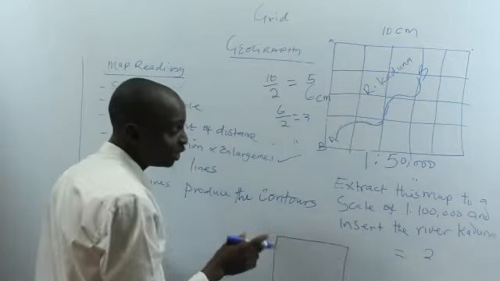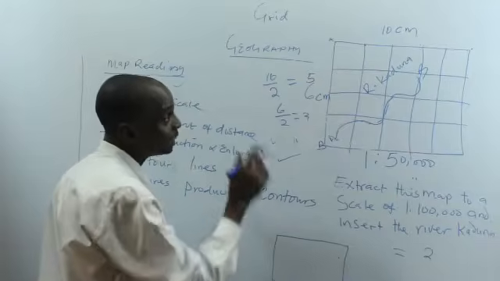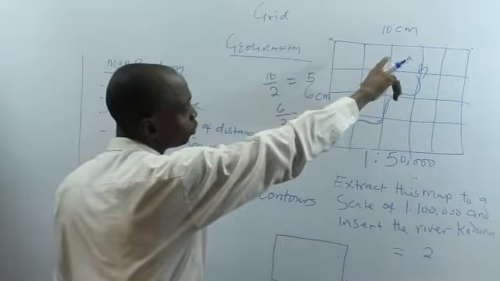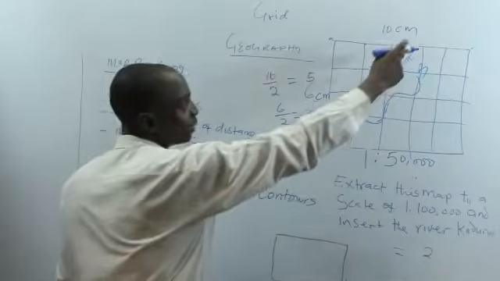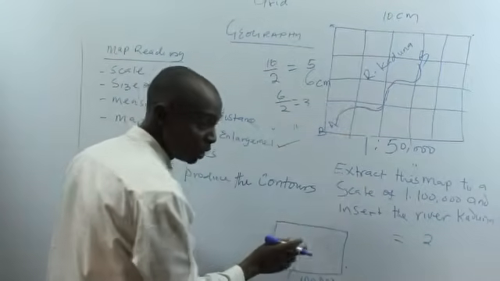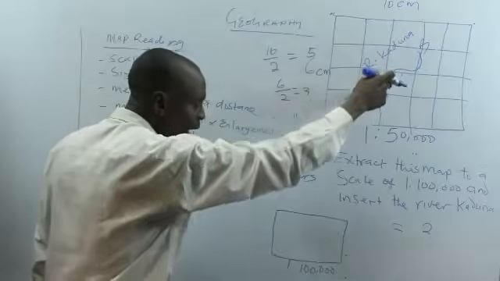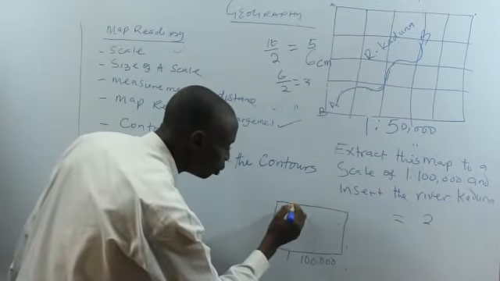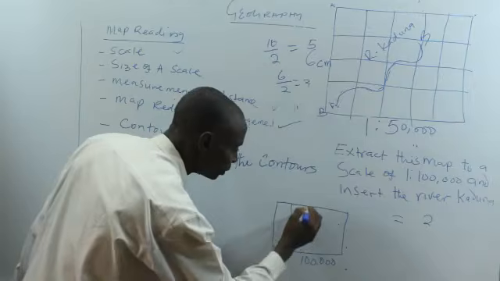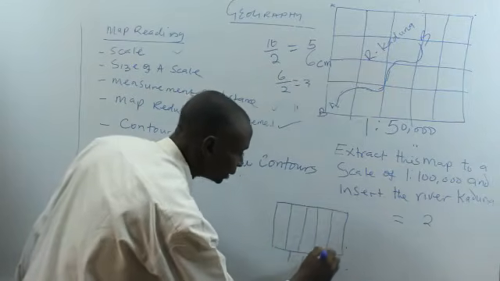You are going to divide your new map into grid again. But this time around, it's not going to be 2 centimeter. It's going to be what? 1. Because this map, if you divide it into 2, will give you this. So anything you do here is half of this one that you are going to do in your new map. Now you divide your own into 1 centimeter, like this, like this, like this.